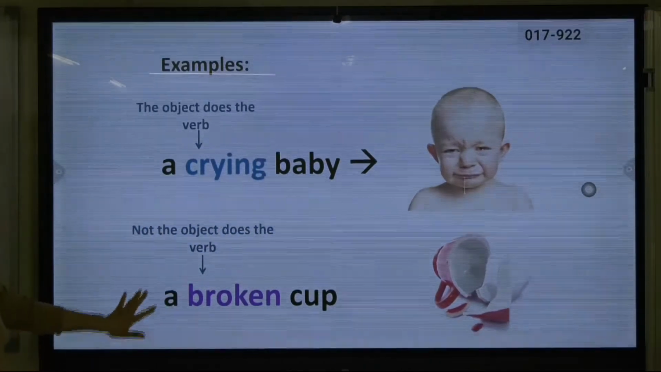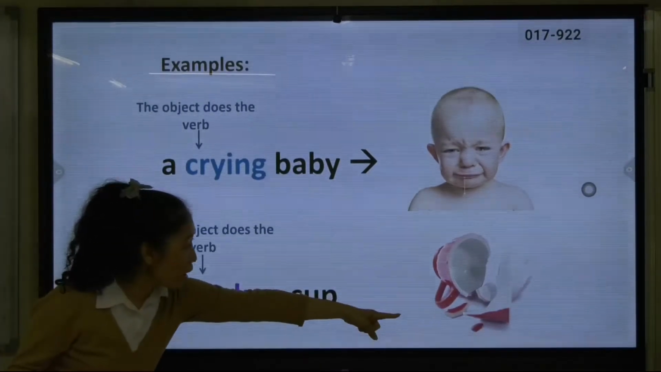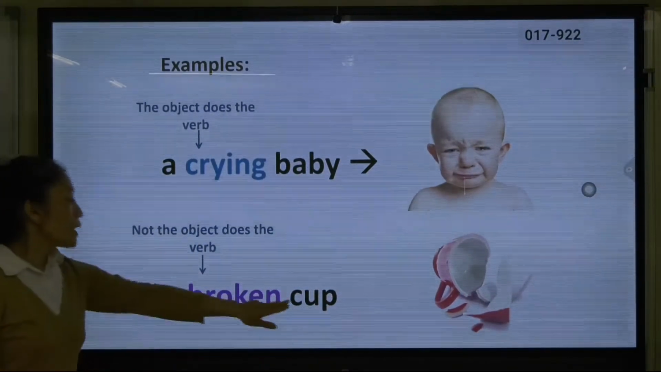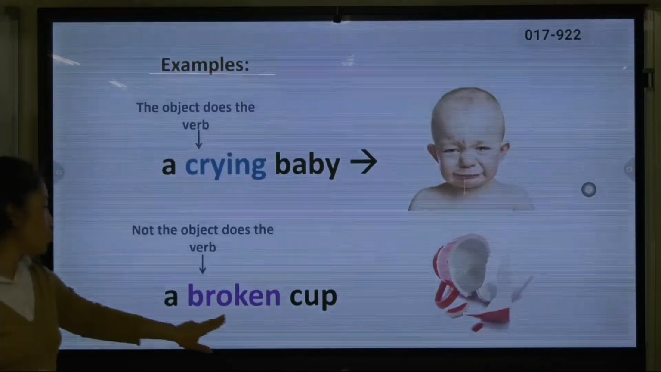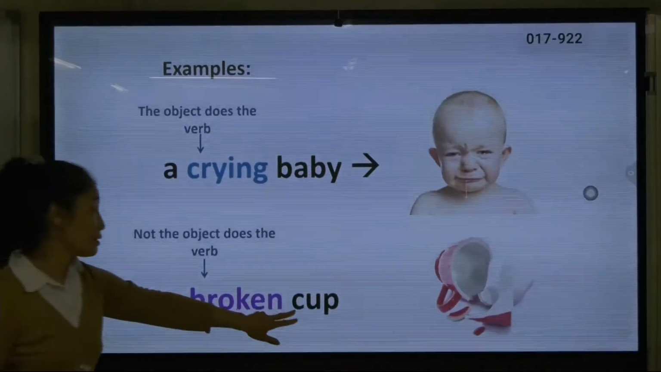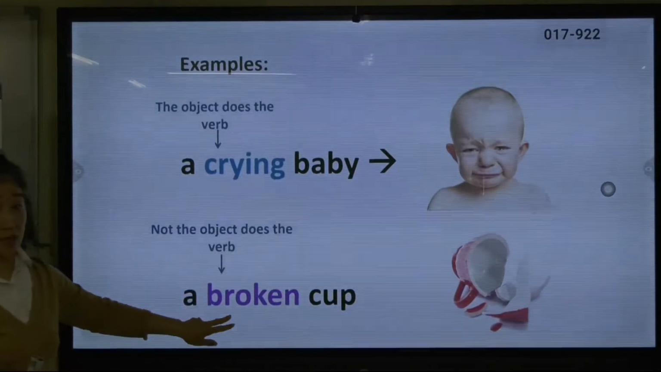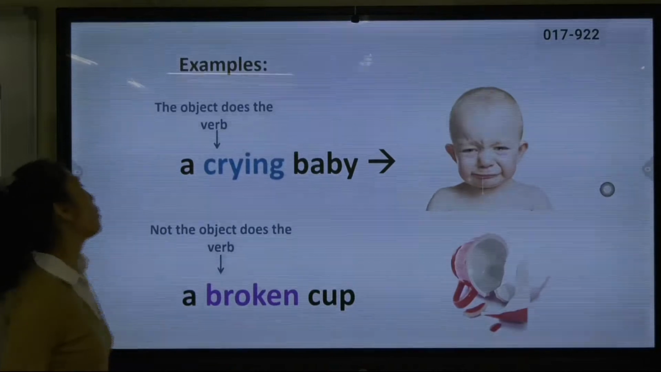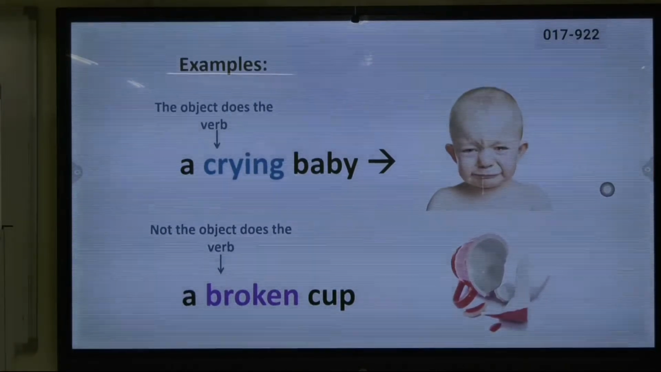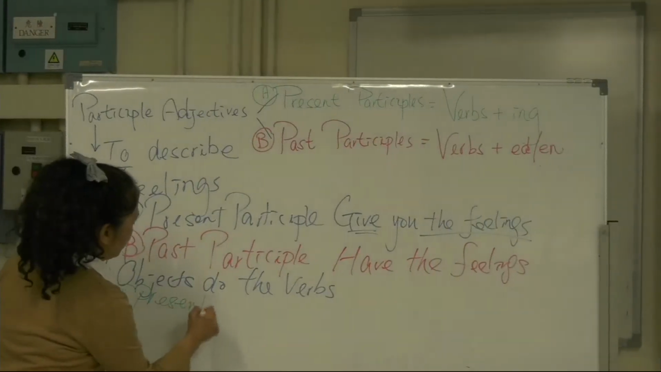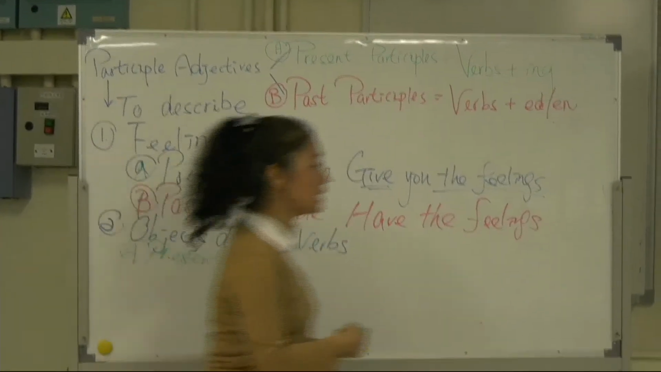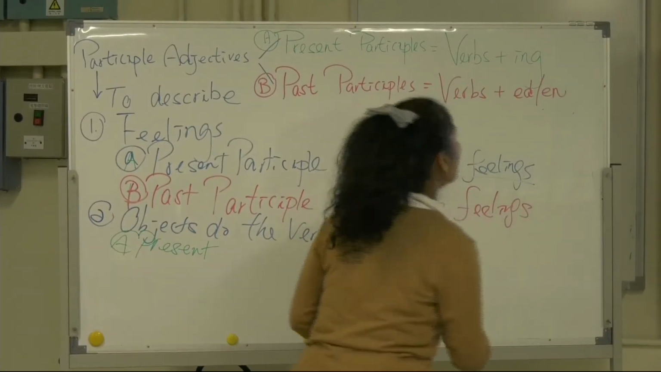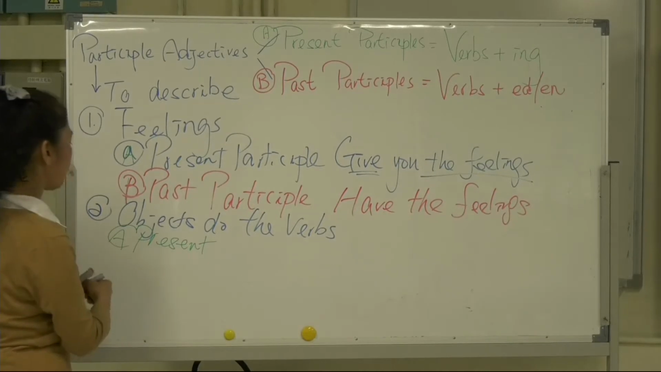But look at the object here. What is the object here? A cup, okay? A cup cannot do this action. The cup does not break itself. So we use past participle, all right? So now, here we use present participle. We use present participle to show the object does the verb.